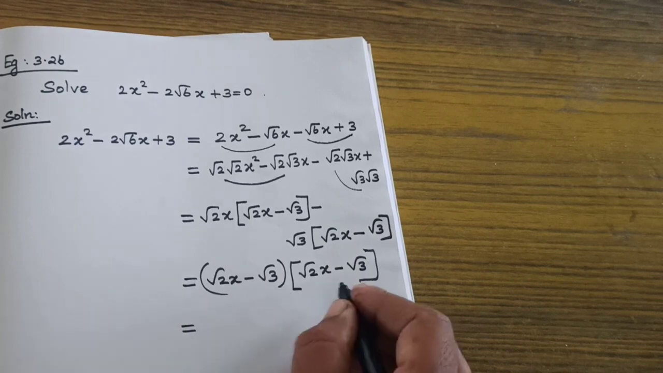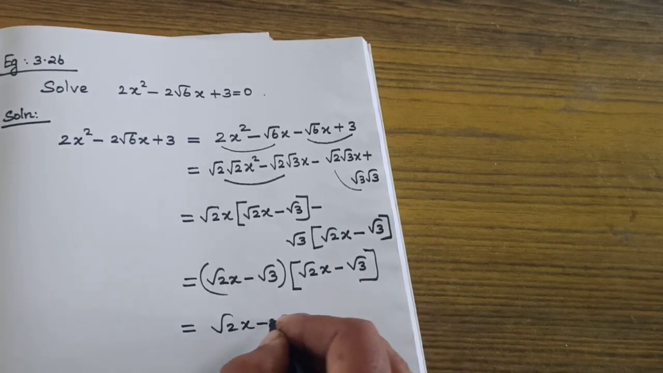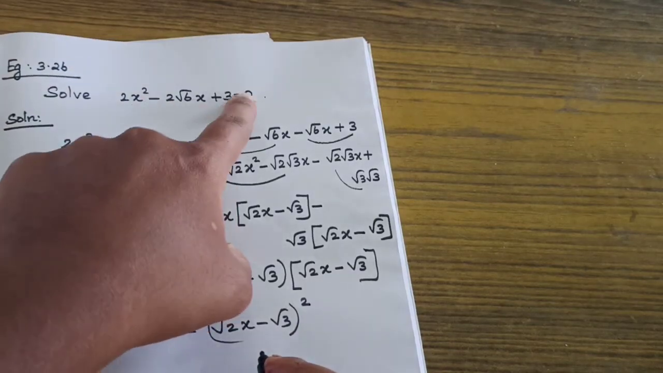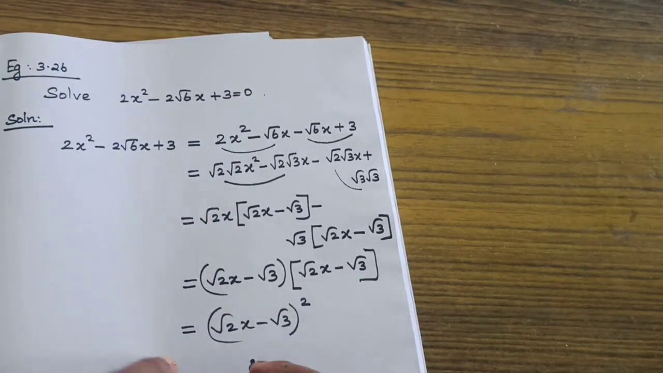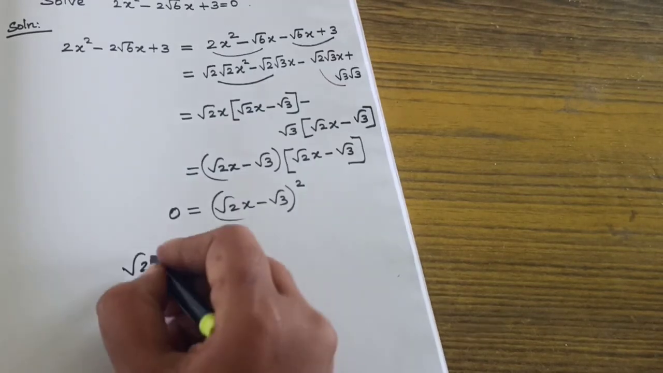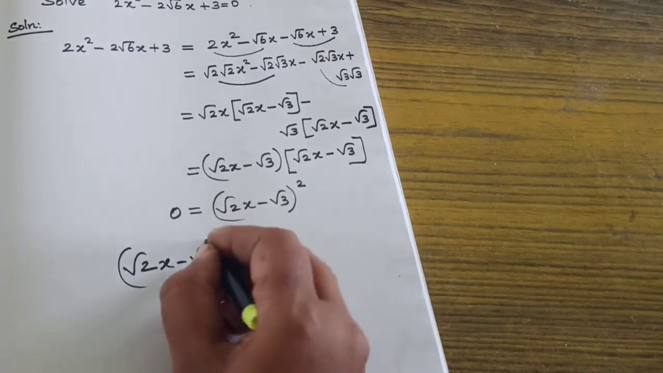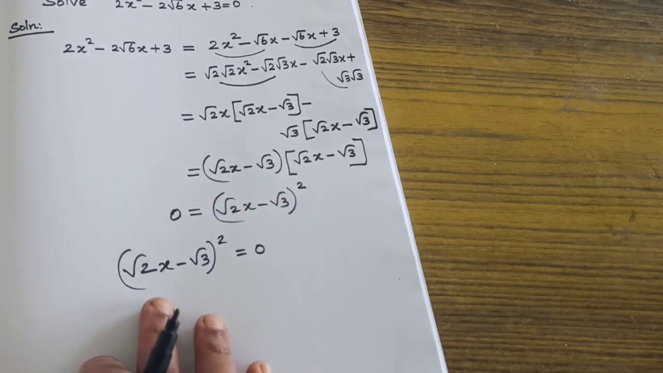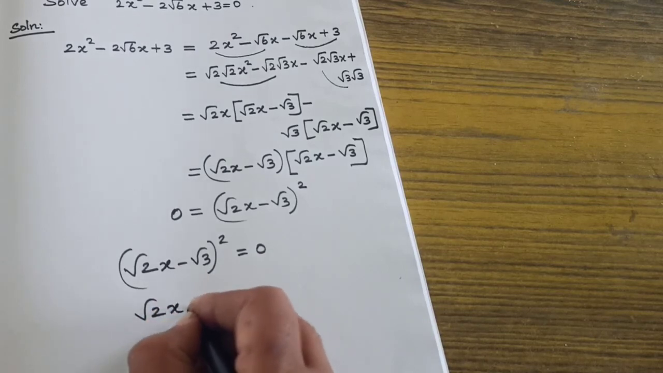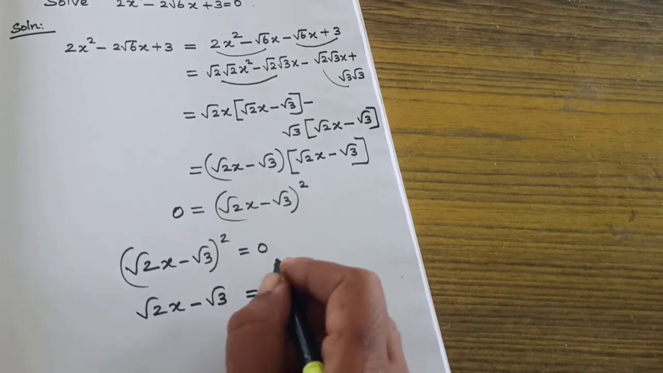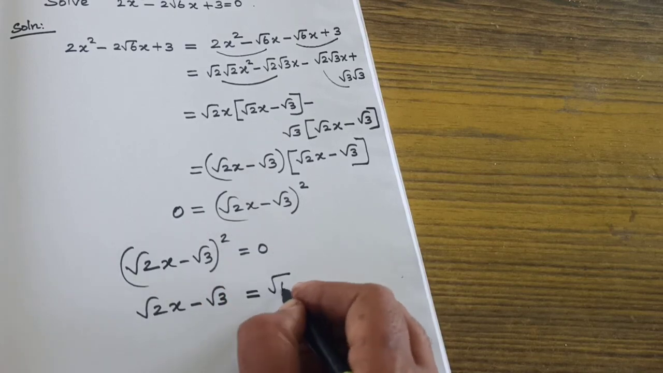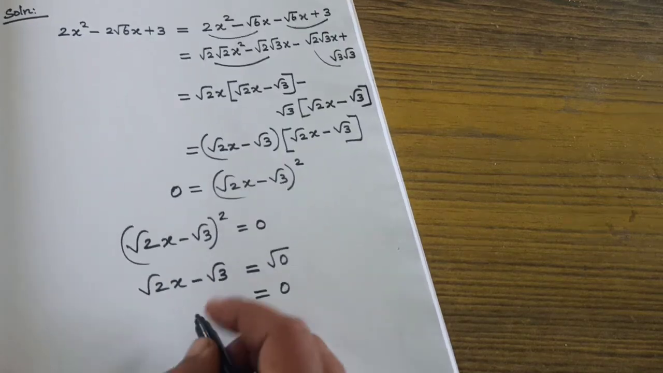Listen, it is the same term only, no? So we can write it as a whole square. See the question, solve this equal to 0, so this value equals 0. I can put 0 here. So (√2x − √3)² = 0. The same step only: left hand side here and right hand side, I just change that. So √2x − √3 equals, the square comes to this side, the square root of 0. The square root of 0 is 0.